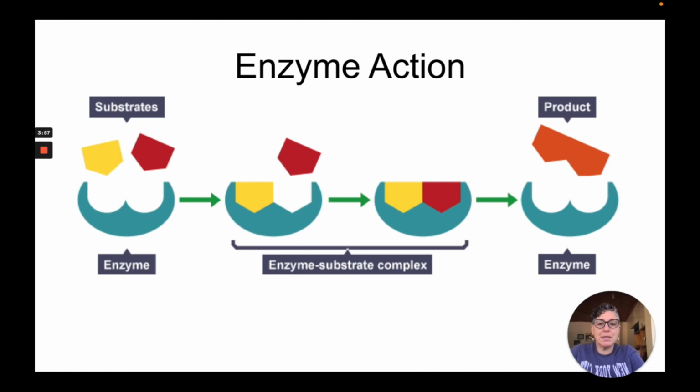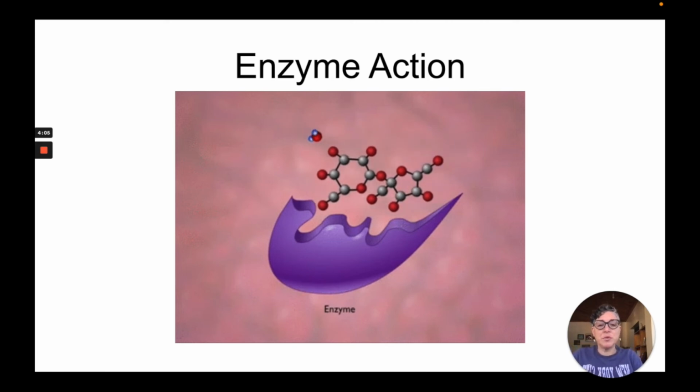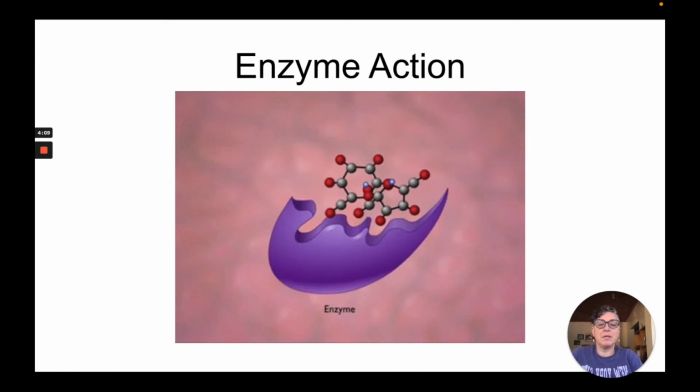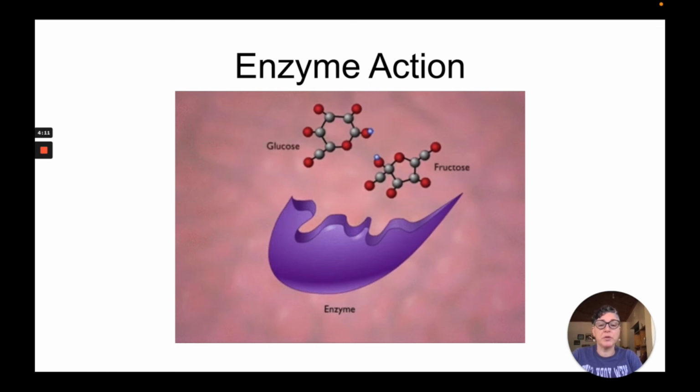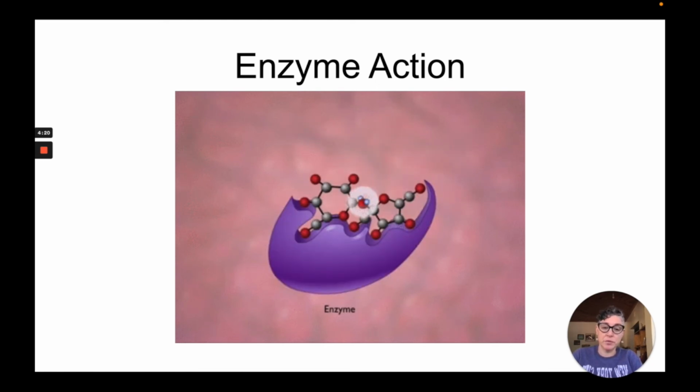So let's just quickly take a look at how this works chemically in a specific molecule. So we have a sucrose molecule here. It's going to be hydrolyzed. That means it's going to require a water molecule to split the sucrose molecule into its components, which is glucose and fructose.